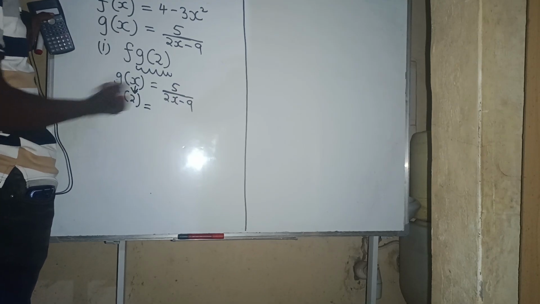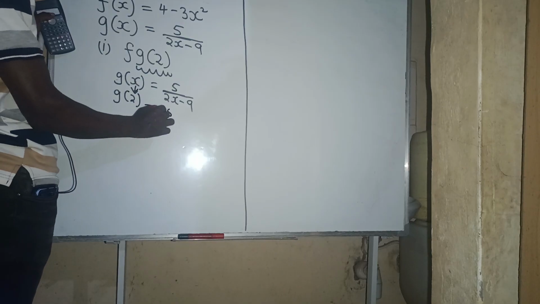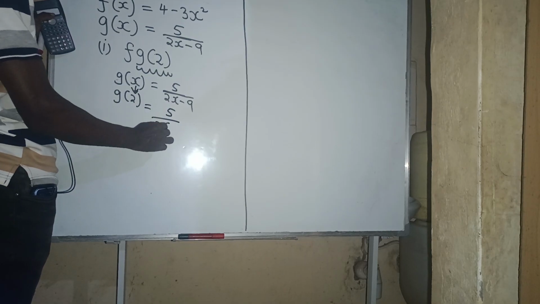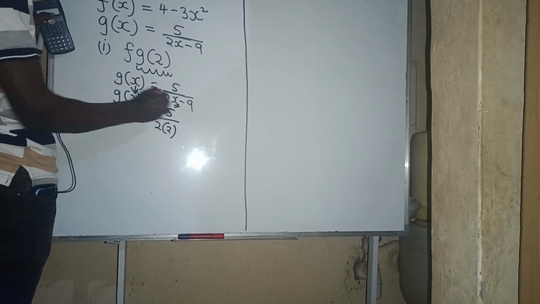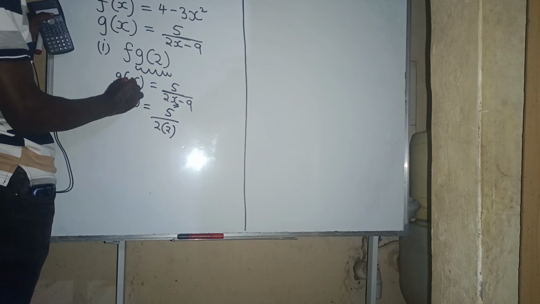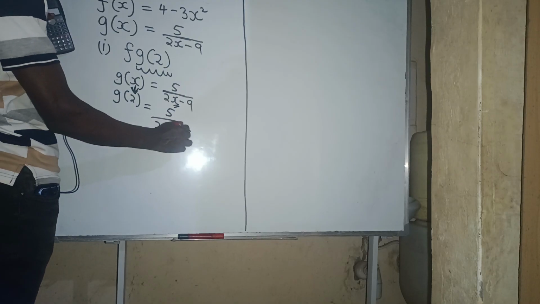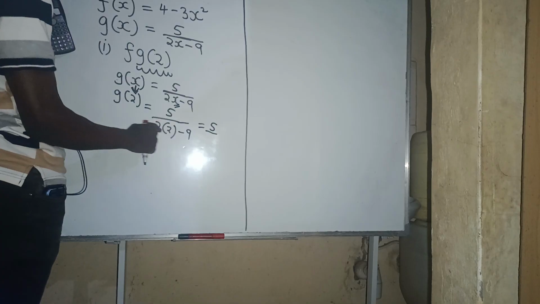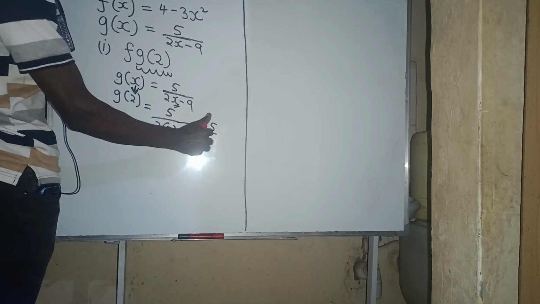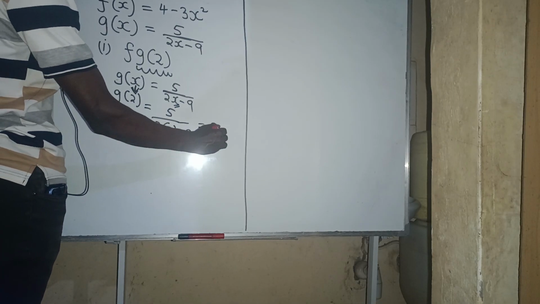So I come here and say 5 over 2 times, and what is x? x is 2. And we say minus 9. This gives us 5 over 2 times 2, which is 4, minus 9, that is minus 5 in the denominator. So that gives us minus 1.